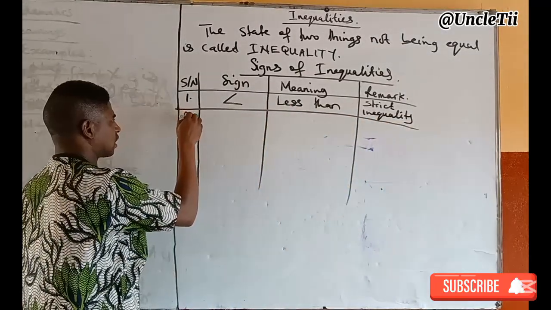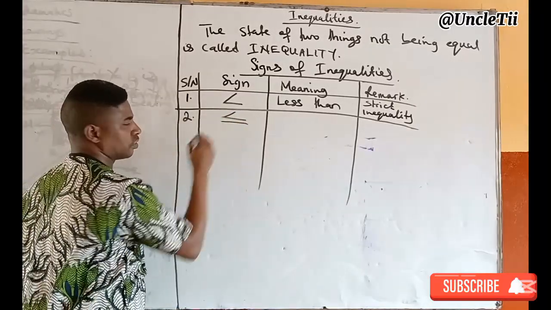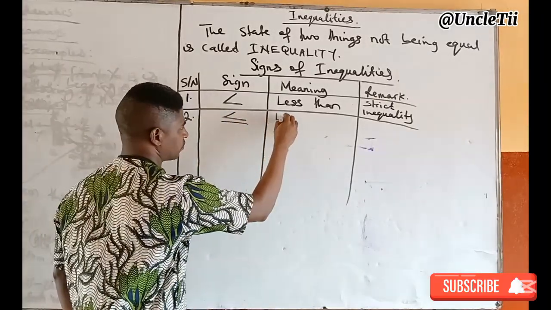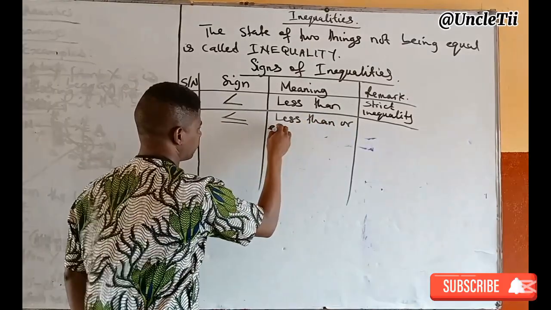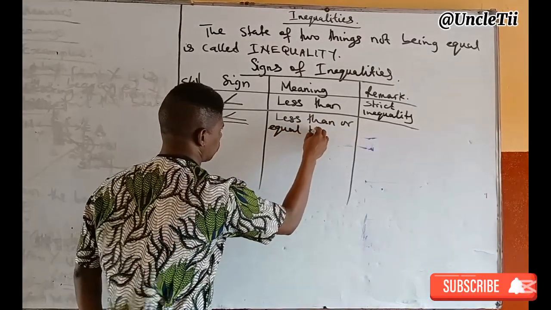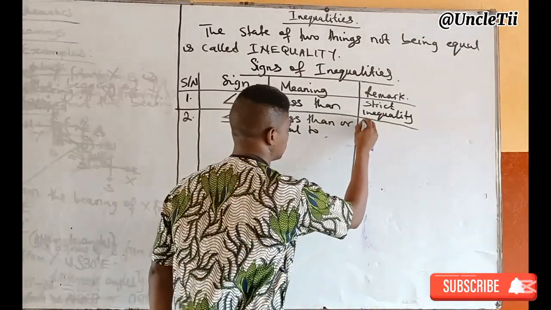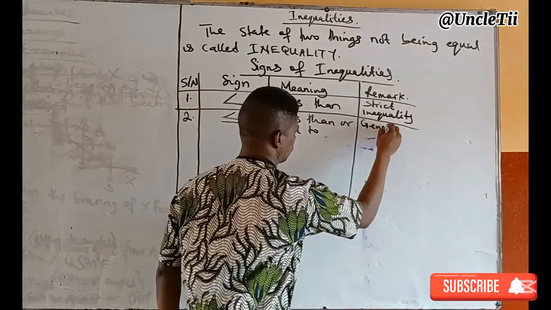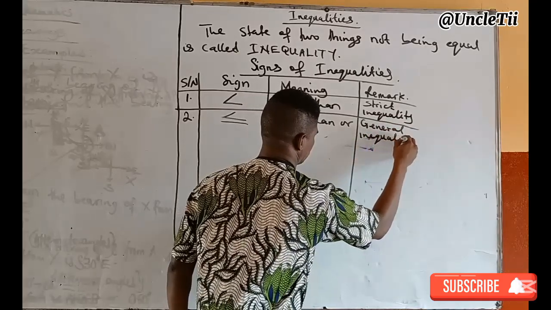Then we go to the second sign, less than or equal to. What type of inequality is it? It's a general inequality.